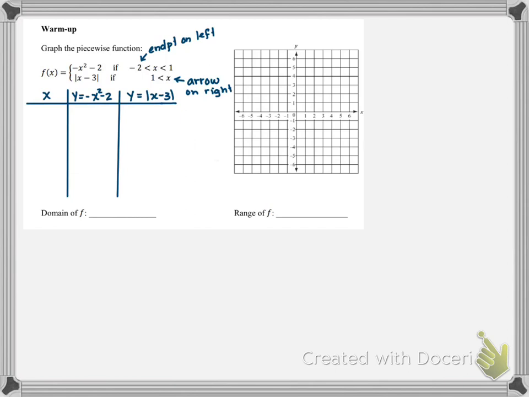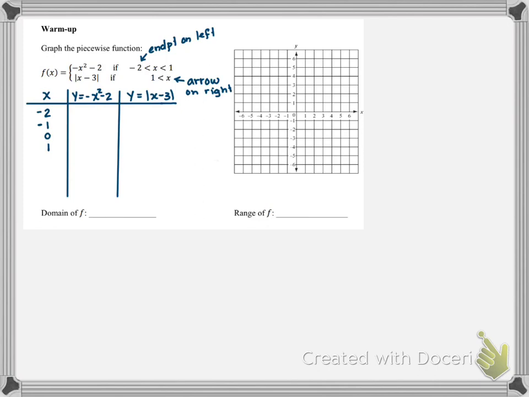Because -2 is the lowest x value that I can have, I'm going to start here at -2, because it wouldn't make sense to find any points to the left of -2 since I don't have a formula or a rule for x values that are less than -2. And then I'm going to go up to 1. And 1 isn't the biggest thing that x can be, right? Because my second rule is defined for all values greater than 1. So if you don't list x values above 1, then you're not going to get any points on that second piece of the graph. Yes?